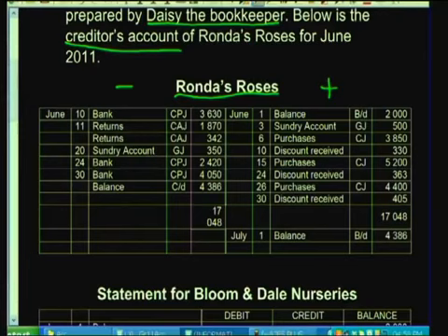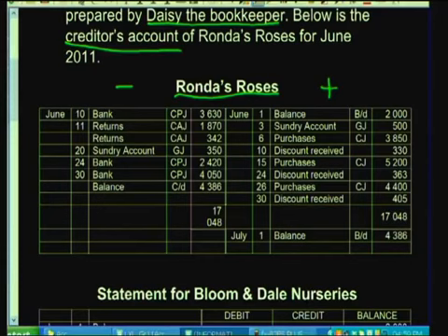They've told us that Rhonda's Roses is our creditor, and we said previously that creditors are liabilities, so they go up on the credit side and down on the debit side. That's why I've put my plus over here and my minus over there. Let's have a quick look at these different entries. You can see here, this is the opening balance of 2,000 Rand. It's what we think we owe Rhonda's Roses at the beginning of the month on the 1st of June.